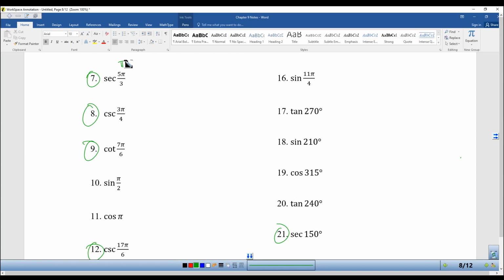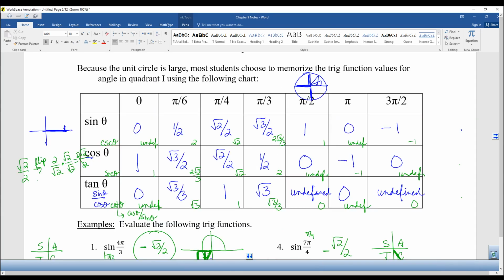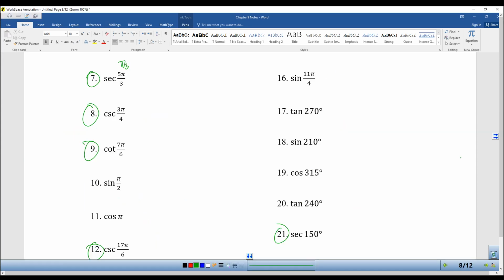So reference angle is pi thirds. Go back to that chart and you'll see that secant of pi thirds is 2. That's how you're using that chart. 5 pi thirds is in quadrant 4, and secant is not part of my forecast. It's your job to know that secant goes with cosine, but you just looked it up on the chart, so that's how you can know. And it's positive in that quadrant.